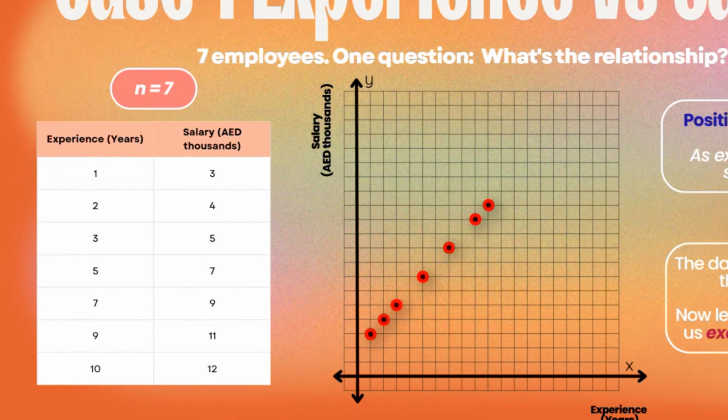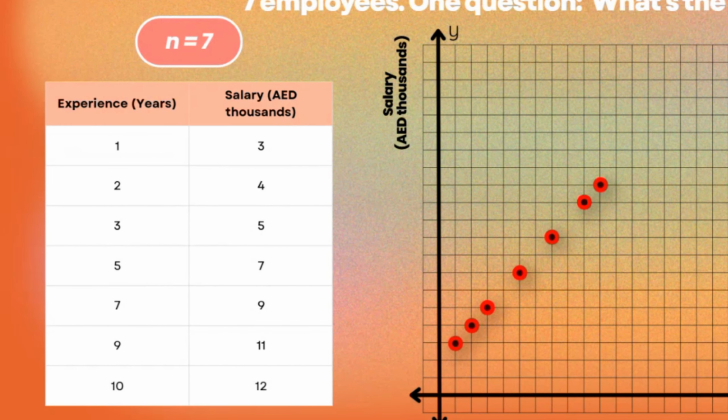On the left, you can see a table of experience in years and salary in AED thousands. The first is 1 year of experience, which has 3,000 AED salary, and then 2, which has 4,000, 3, and 5,000, and so on.